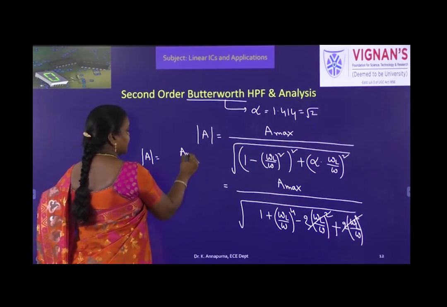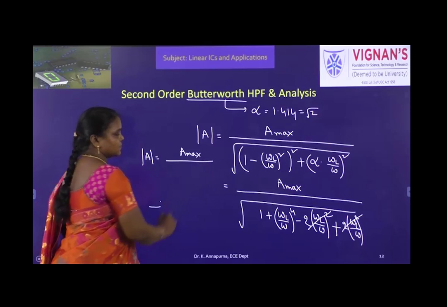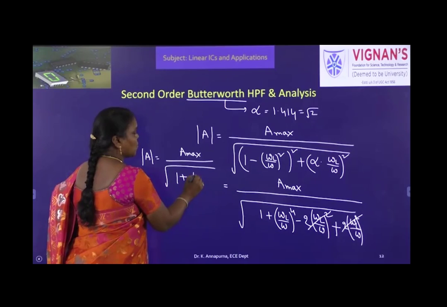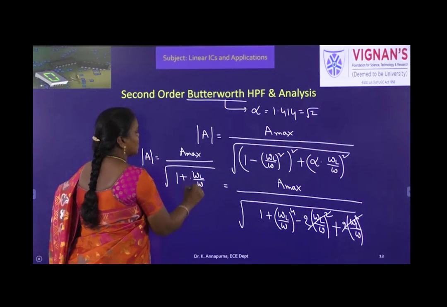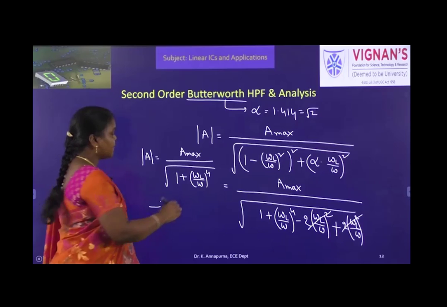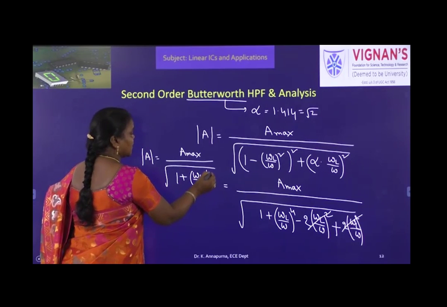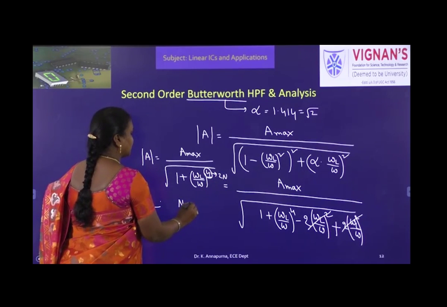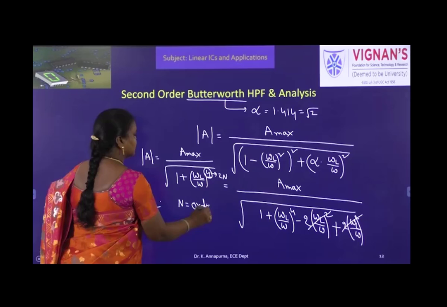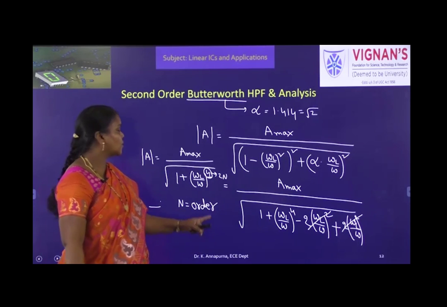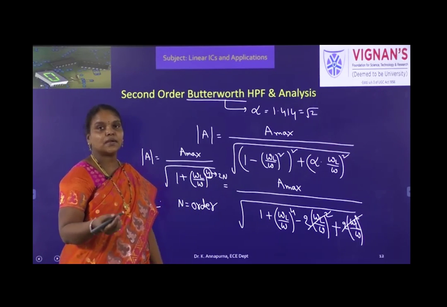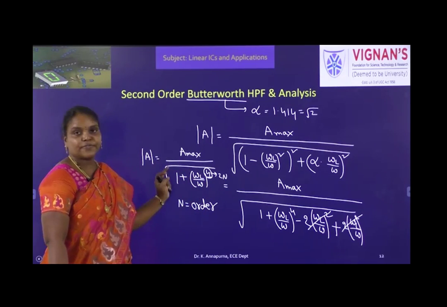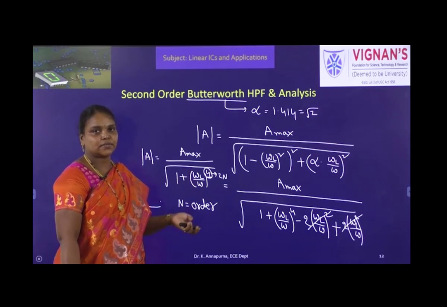So, what is the gain you got? A max by square root of 1 plus omega L by omega whole to the power of 4. Here 4 is nothing but 2n. You can replace this 4 with 2n, where n is order of the filter. So, here it is second order, that's why you got 4. If it is third order, you will get 6. Okay. So, this is the gain of second order Butterworth high pass filter.